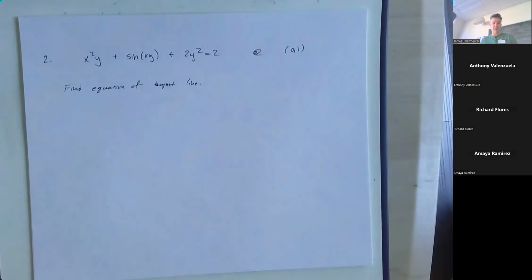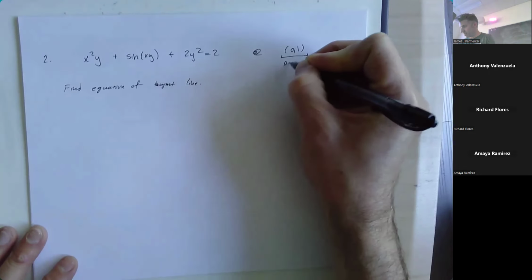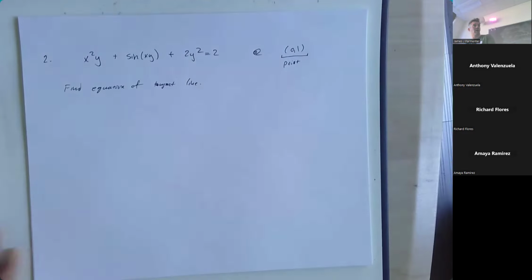You may leave the equation lying in the point slope form. You don't have to write it in the slope intercept form, although either way, I'm sure it's fine. So to find the equation of a tangent line or any line, we need a point and we need a slope. We already have the point, so all we need is the slope.